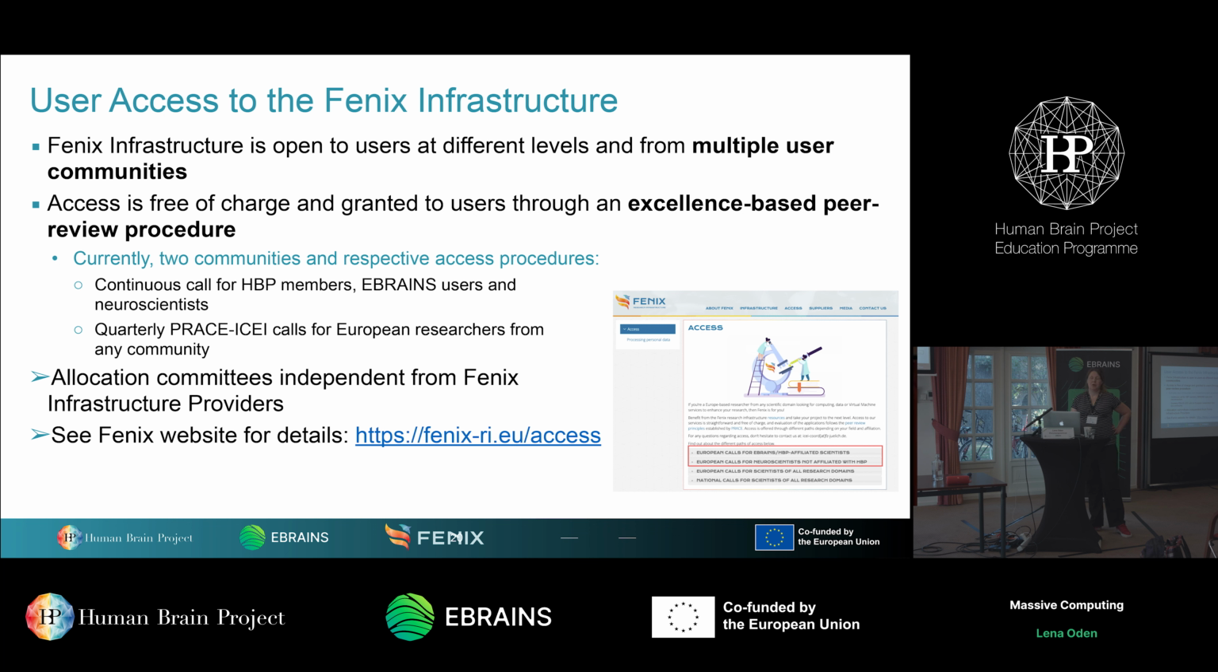So currently, in the scope of the HBP, we have two communities and two perspectives on how you can get access. One is a continuous call for all HBP members, HBP users and neuroscientists, including the partnering projects. They can always apply for compute resources all the time. Just fill in. I have the next slide on how to do this. There's always an open call, so if you have a project which requires compute resources, you can always apply.